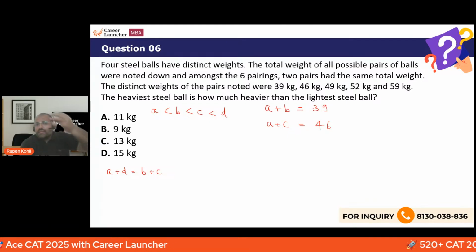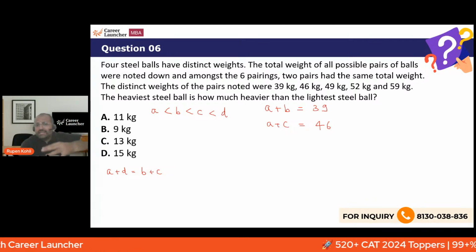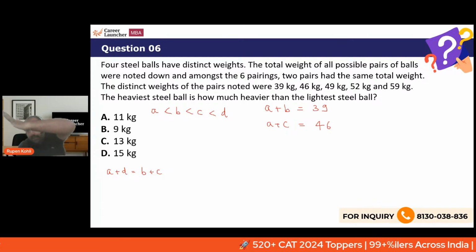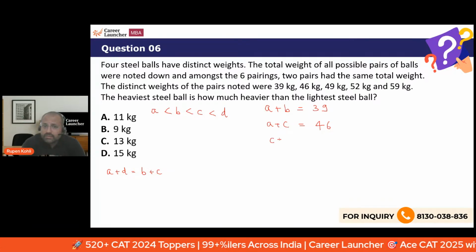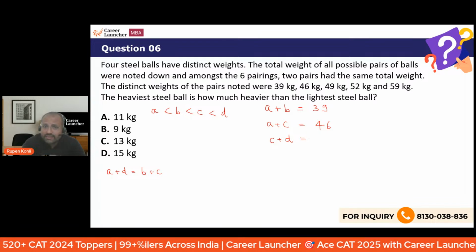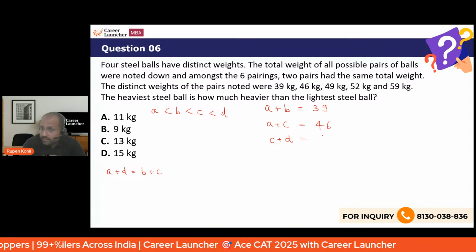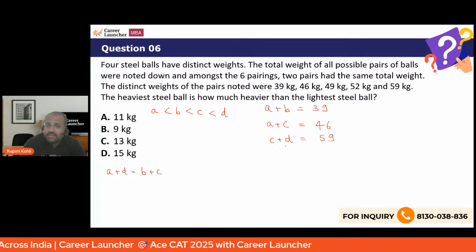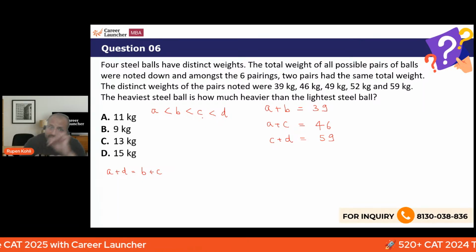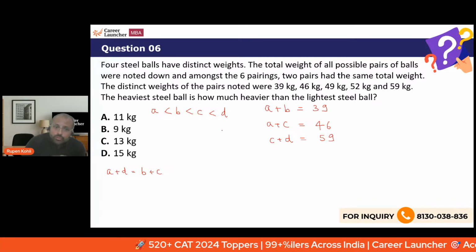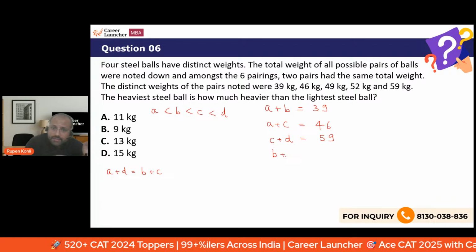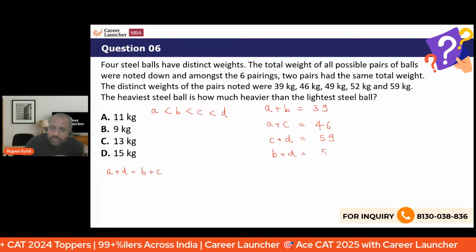The way we have written equations for A and B, A and C, we can also write the equations now for the heaviest balls. So first, let me write the equation that the two heaviest balls C and D must equal the largest value, which is 59 kgs. So C and D is the two heaviest balls. The next, second heaviest combination must be obtained likewise by replacing C with B, right? So B plus D must be the second heaviest combination of 52 kgs.